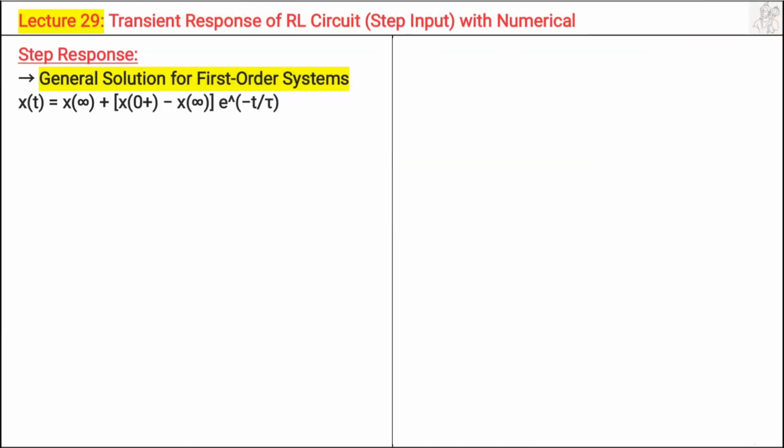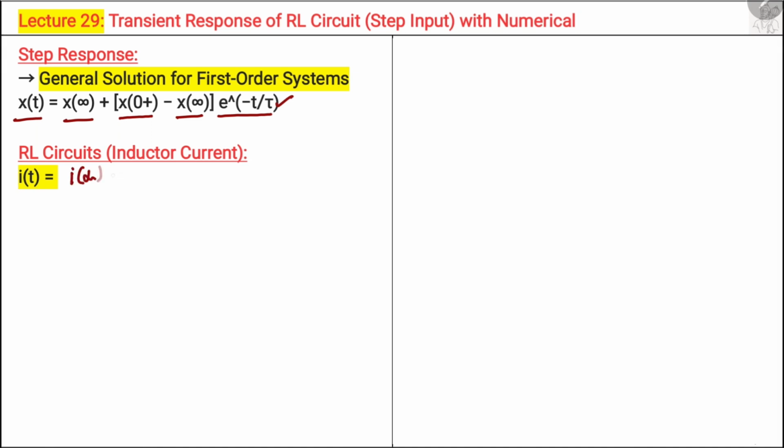The general step response of a first order system is simply the time dependent variable x(t) equal to x infinite, that is the final value of x, plus x0 plus, that is the initial value of the variable just after the switch is closed, minus x infinite, into e raised to power minus t by tau, where tau is the time constant. In case of inductor, the variable is current, so the current is simply I infinite plus I0 plus minus I infinite into e raised to power minus t by tau.